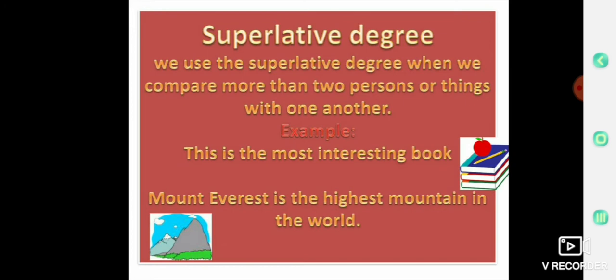This is the most interesting book. Suppose you have many books and you find that this book is the most interesting one. You like reading that book. So what will you say? This is the most interesting book, because you are comparing that book with all the books over there. You like that book the most. So whenever you are comparing among three or more things, you have to use the superlative degree of the adjective.